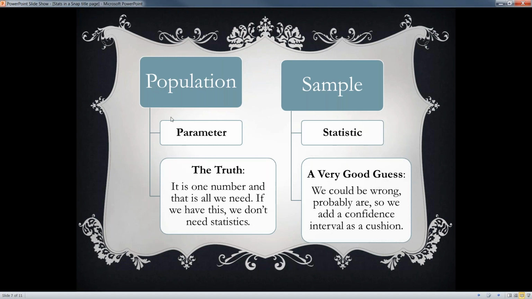Okay, so here's a little graphic. Over here we have population, parameter, and a truth, okay? So these are the things we're never really going to know, but we're going to pull a sample from the population, a smaller piece of the population. We're going to make it representative, which typically means random, okay? We're going to measure a statistic from that sample, and we're going to estimate it for that parameter. And then of course we have a very good guess. So we're going to put that confidence interval around our good guess as just a little cushion.